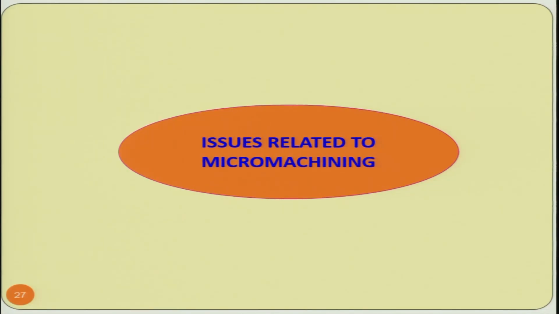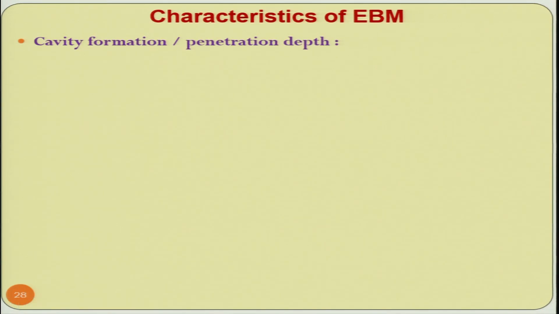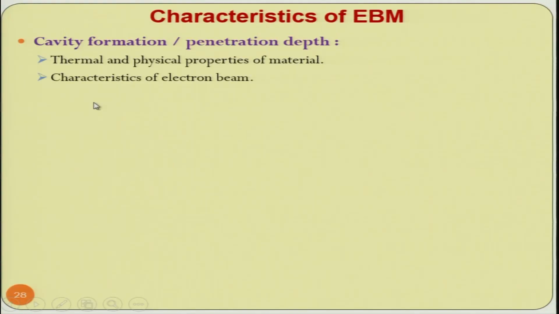Now, we are going to discuss various issues related to micromachining. What are the characteristics of electron beam machining process? We have seen the cavity formation, penetration depth, both are very important, and then thermal and physical properties of the workpiece material are going to affect the performance of the process. So, we will see these properties.